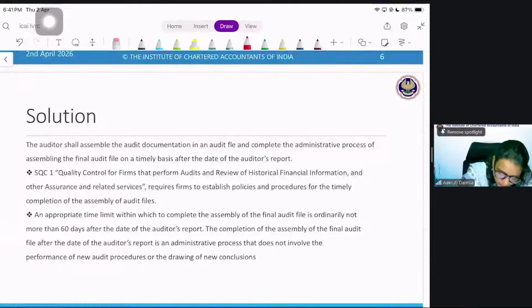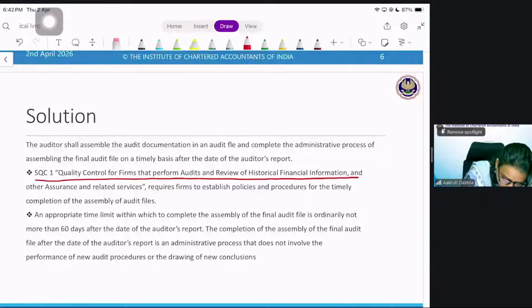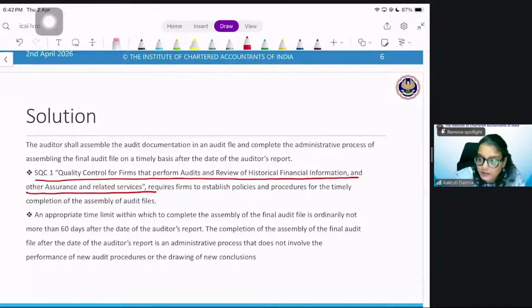Auditor shall assemble the audit documentation in an audit file and complete the administrative process. This is all repeat. SQC1: Quality Control for Firms that Perform Audits and Reviews of Historical Financial Information, and Other Assurance and Related Services Engagements. Do you remember these? Do you remember the name of SQC1? Do you want me to help you remember it?